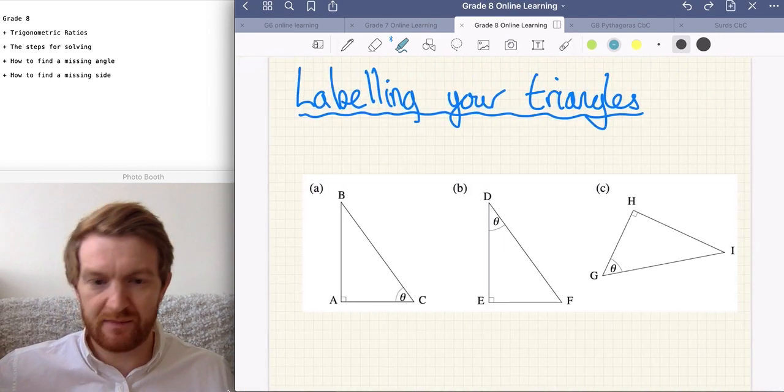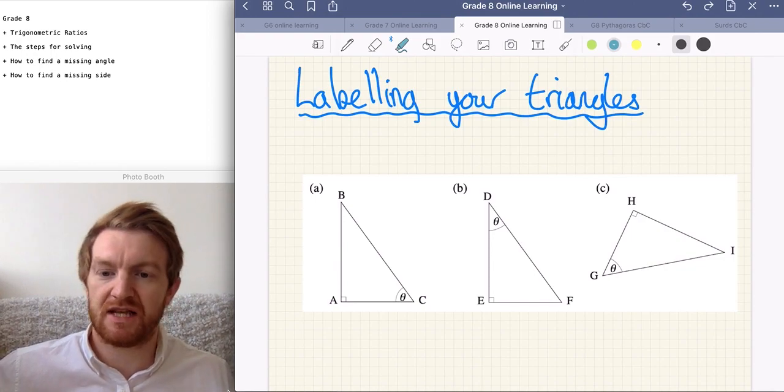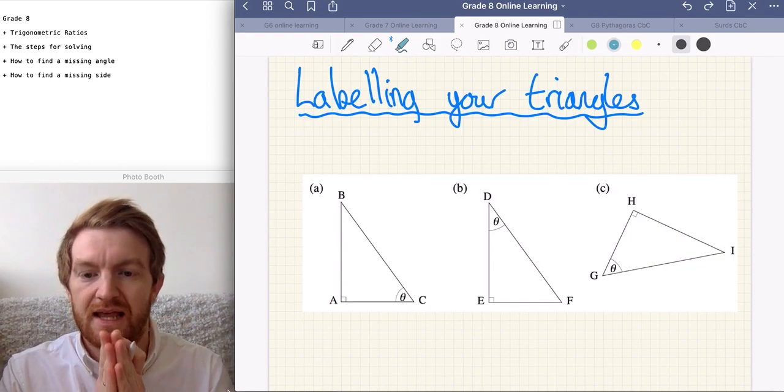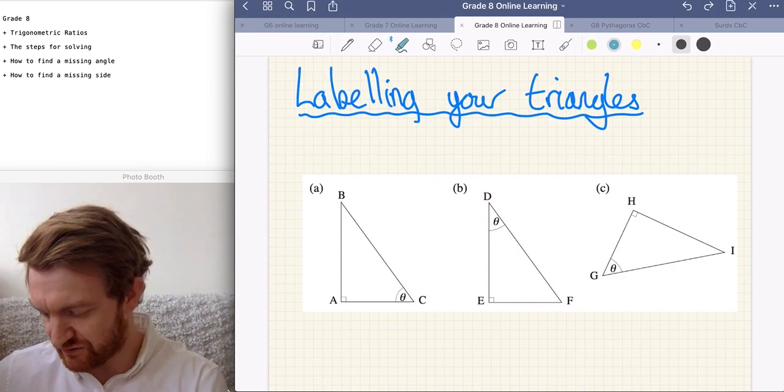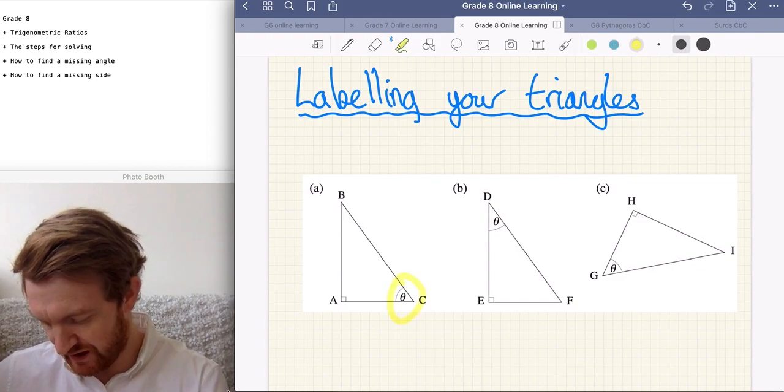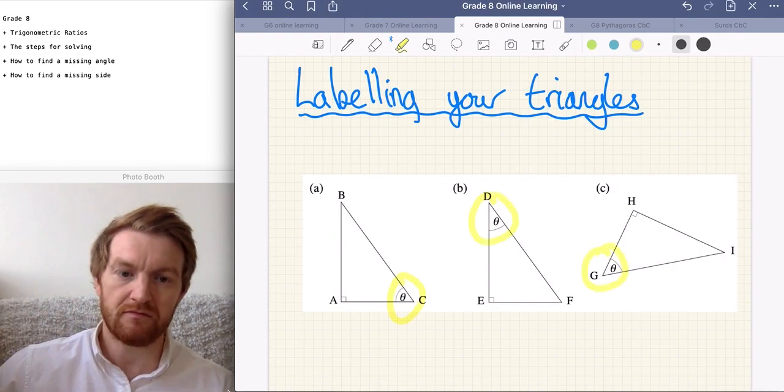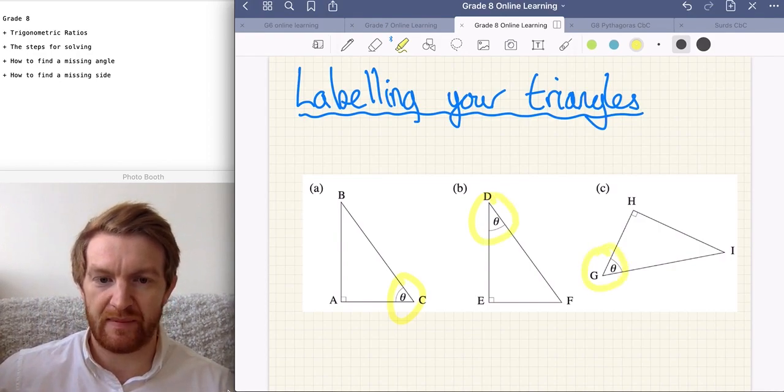So what does that look like in practice? Well, let's say we had these 3 triangles here. Let's start with the basics. We're going to label the triangles. First thing we always look for, and you can see that we've got triangles in different orientations, but we've got an angle in each one. So we're going to start off by thinking about those angles.